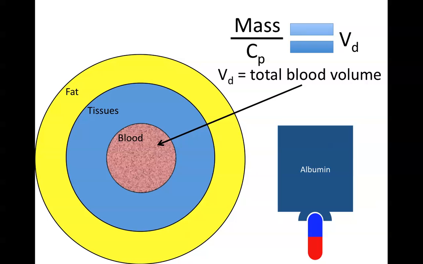volume. So all you've done here is you've given a mass of drug, and measured the plasma concentration, and what pops out is the volume of blood, usually 5 to 6 liters. That just is going to tell you that the drug is bound to a plasma protein like albumin.